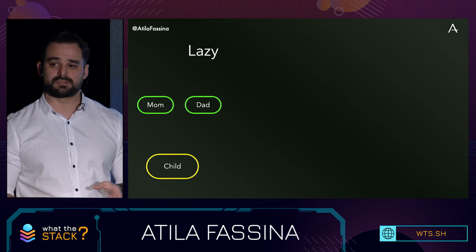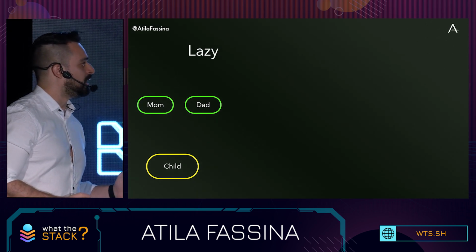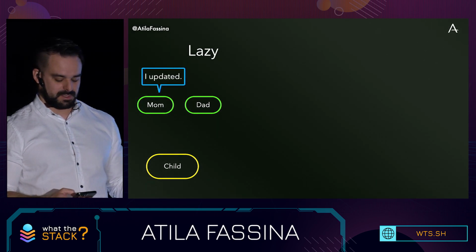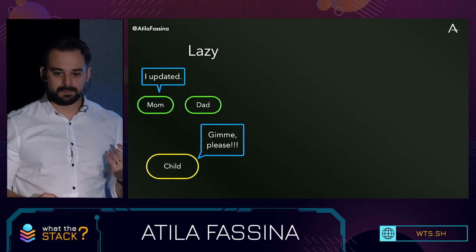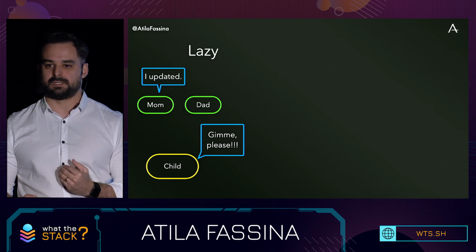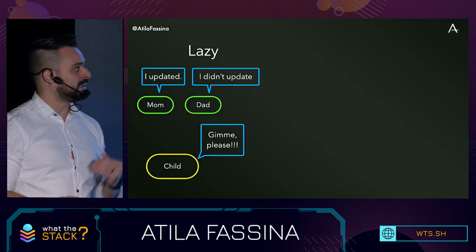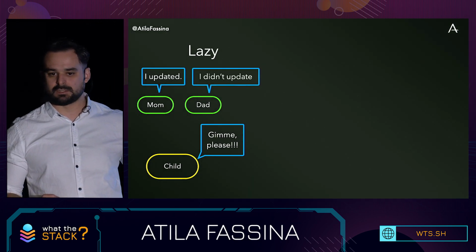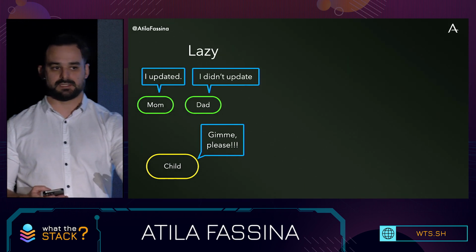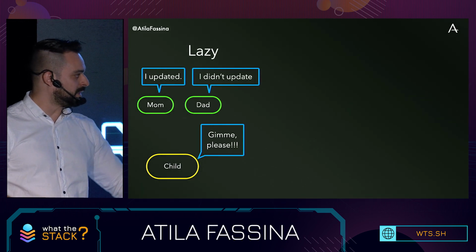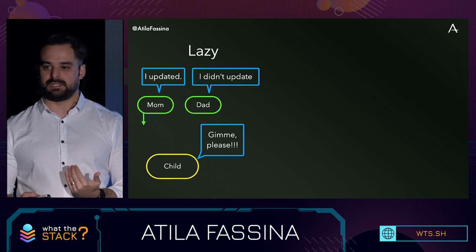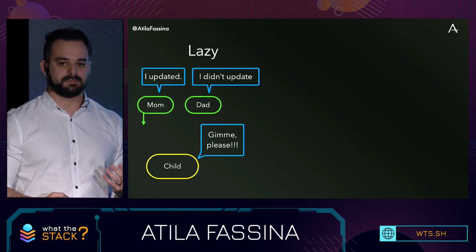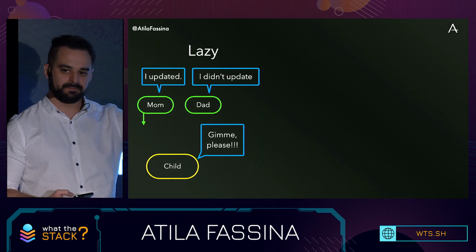So with lazy signals, the way it's solved is the mom updates, and then the child says, okay, give me the update. But then the mom holds the update until the dad actually says, no, I don't have an update, or I am ready to give the update as well. And then, layer by layer, the child gets the update. That's why we call them lazy, because they wait on each other.